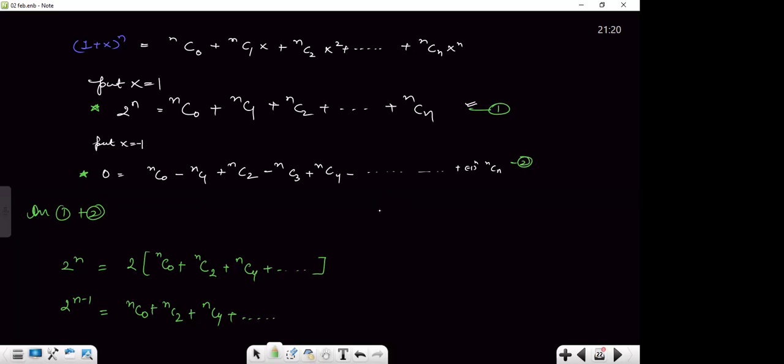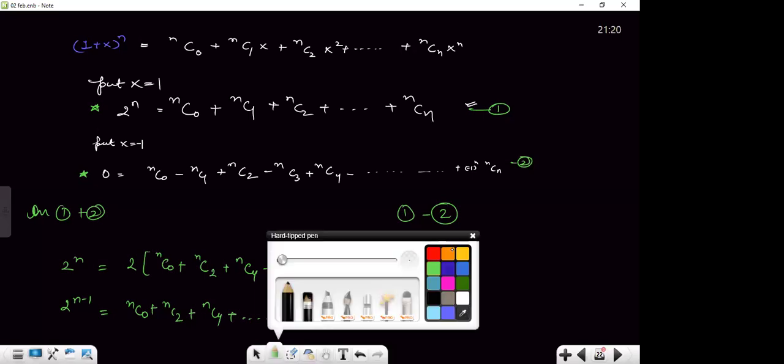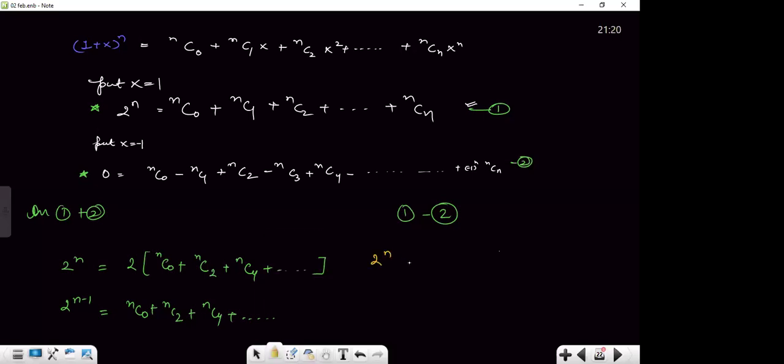Or even on subtracting 1 from 2, what we will get is 2 raised to power n on the left hand side, and on the right hand side we will get twice of the odd terms, nC1, nC3, and bringing 2 to the left hand side, 2 raised to power n divided by 2 becomes 2 raised to n minus 1, nC1 plus nC3 plus nC5 plus dot dot dot. So this is very important as well.